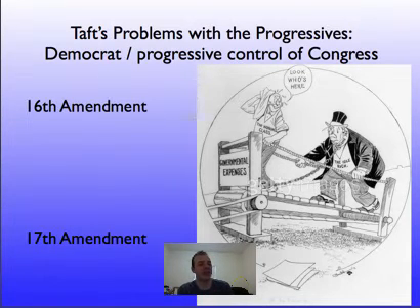The 17th Amendment also begins while Taft is in office, and the 17th Amendment is the one that calls for the direct election of senators. This has been a major progressive goal since the start, and we'll see it start while Taft is in office.